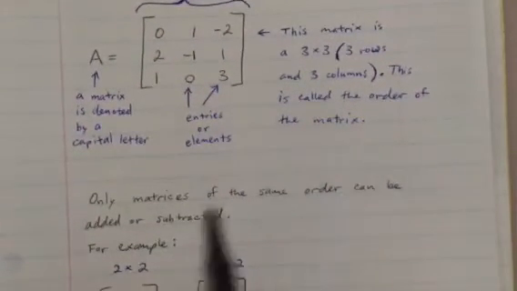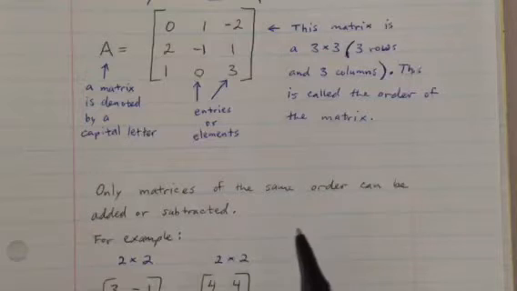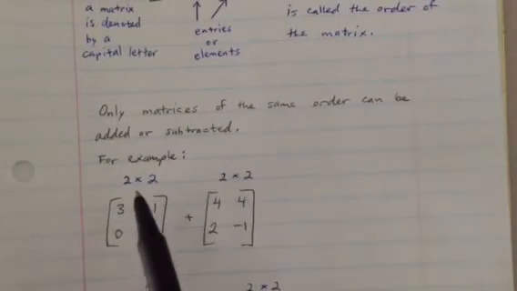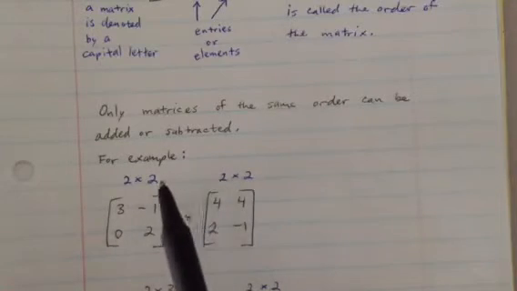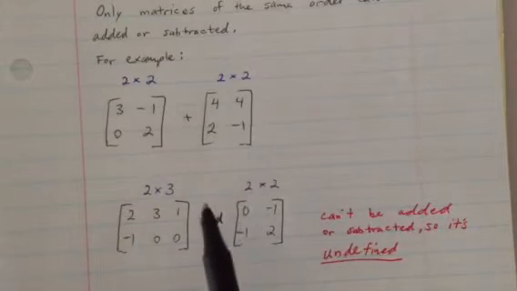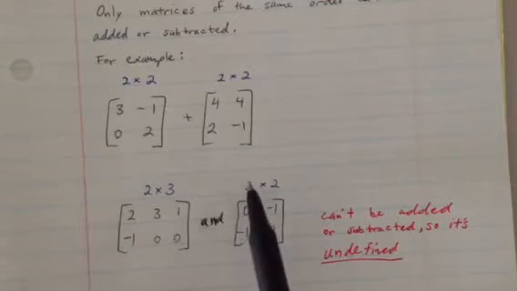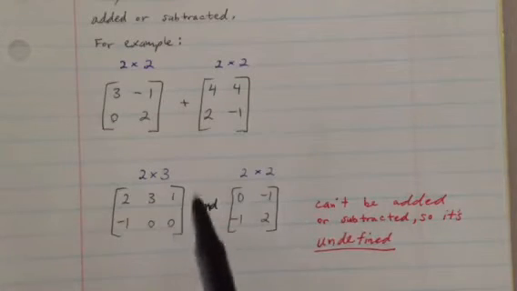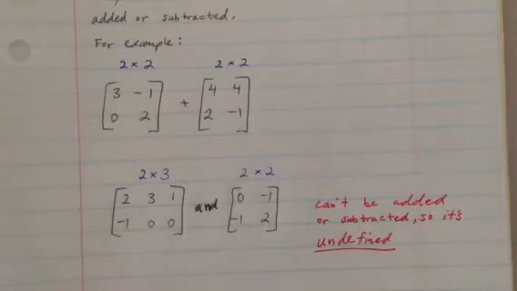And then only matrices of the same order can be added or subtracted. For example, these right here have the same order. They're both 2 by 2. If they are of different order, such as this one, 2 by 3 and 2 by 2, then they can't be added or subtracted. So it's undefined. So this one will be undefined here.